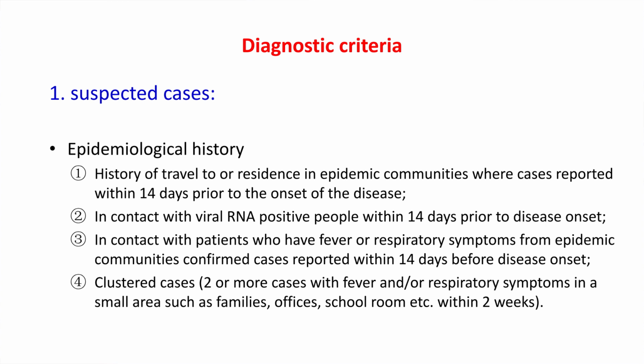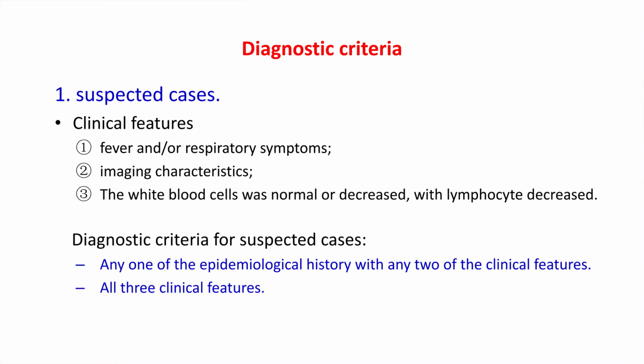That means 2 or more cases with fever or respiratory syndrome in a small area, such as a family, office, or school room, within 2 weeks. Clinical features include fever, respiratory syndrome, imaging characteristics, and normal or decreased white blood cells with decreased lymphocytes. If the patient has any one of the histories, with any two clinical features, or all three clinical features, we can diagnose this as a suspected case.